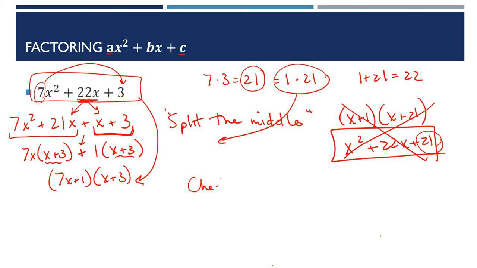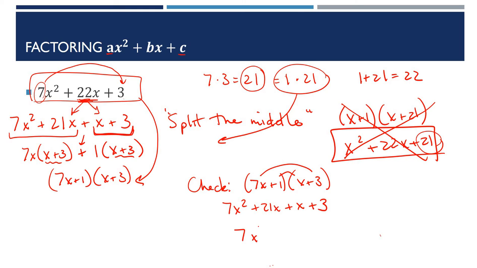Now I can always check this by doing my FOIL. So 7x times x is 7x squared, outside, inside, and last. And when I combine my terms, you can see that I end up with the polynomial that I started with.